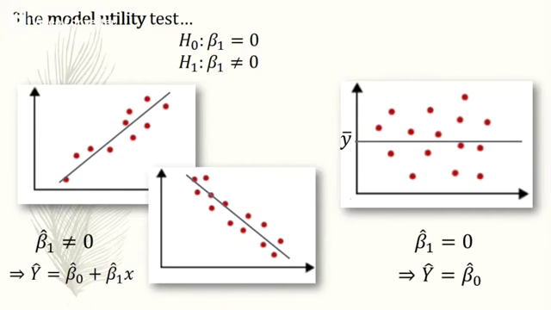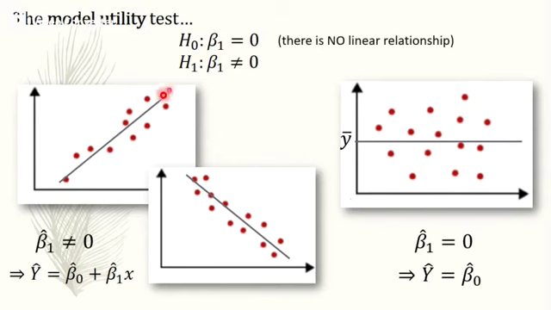So remember, if beta hat 1 is not equal to 0, that means there is a relationship between x and y, and it's given by a straight line. There actually is a slope. So if I tell you something about x, you can tell me something about y. But in this case, if I tell you something about x, that tells you nothing about y.